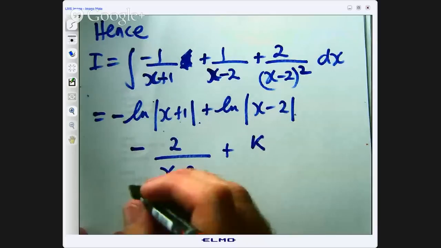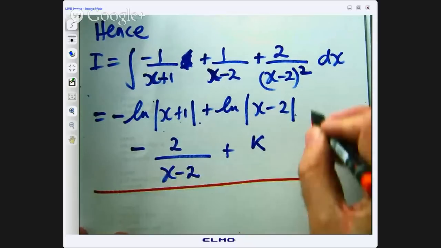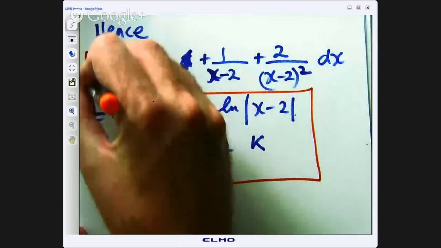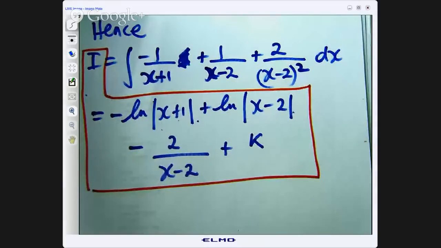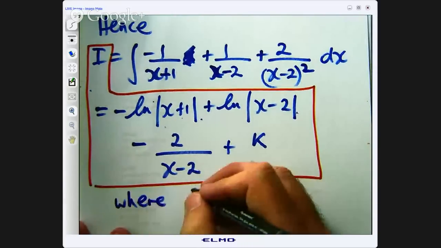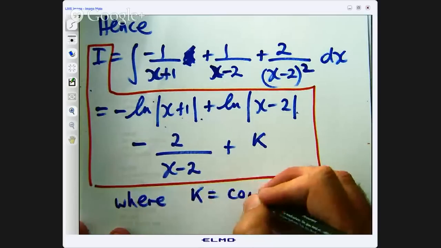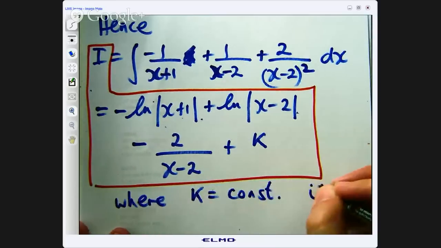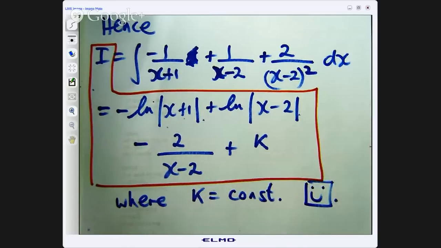So let me box that up because that's going to be our answer. And let's just identify that k is a constant. All right, so we're really happy.